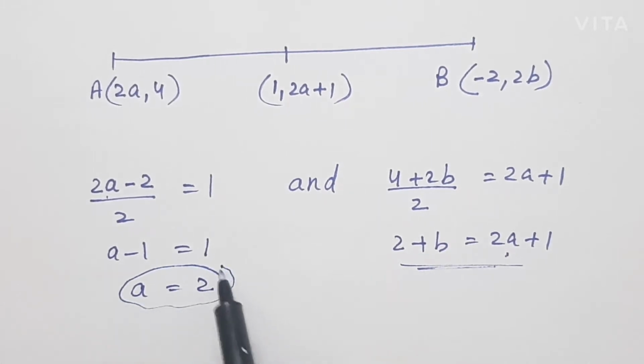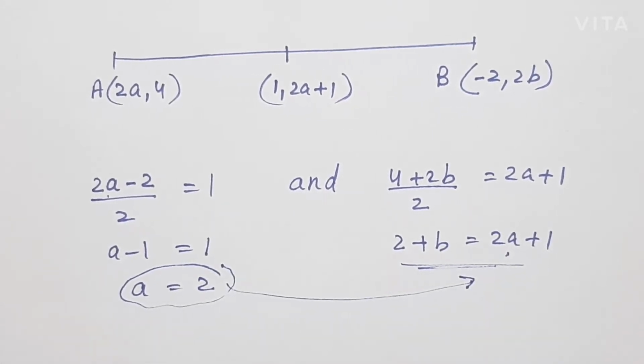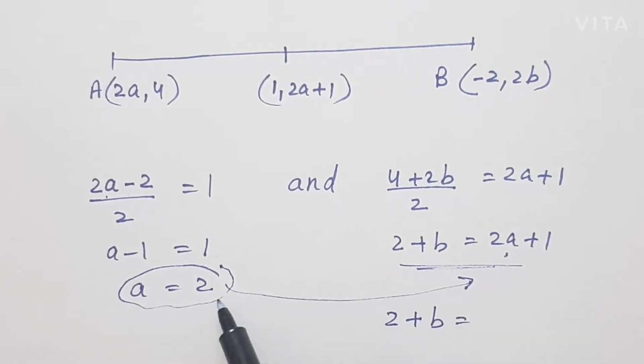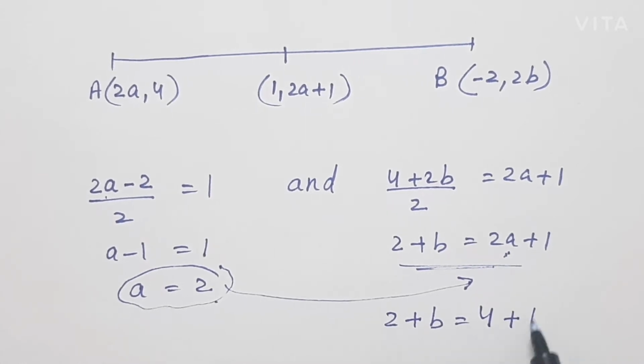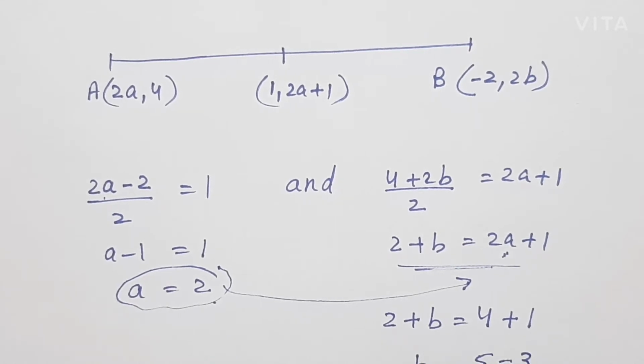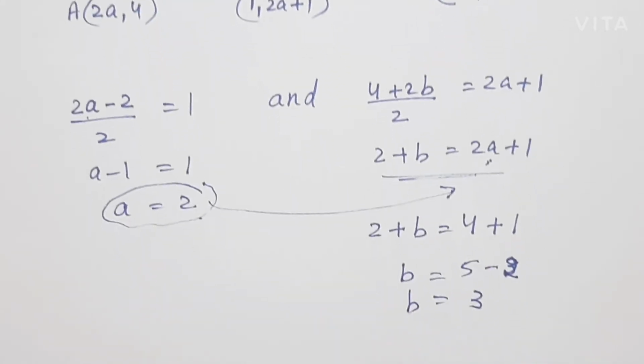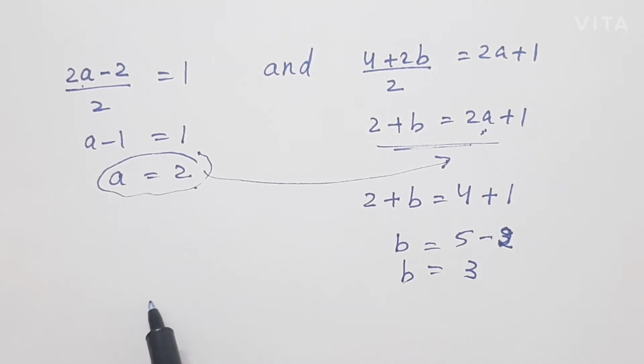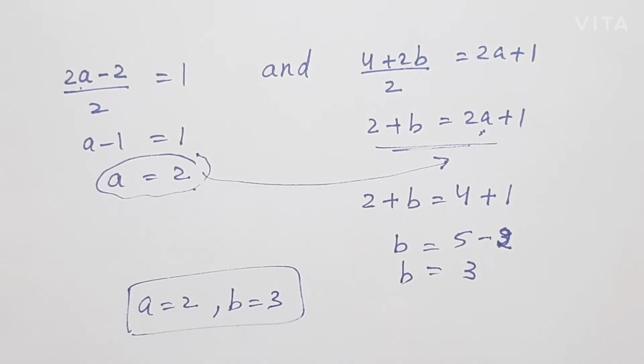So let's put the value of a equal to 2 in this equation. So this will become 2 + b equal to, now 2 2s are 4, plus 1. So the value of b is 5 - 2, that is equal to 3. Clear? So therefore, a is 2 and b is 3. So this is the answer. I hope it is clear to everyone now. So this is how we can apply the midpoint formula.